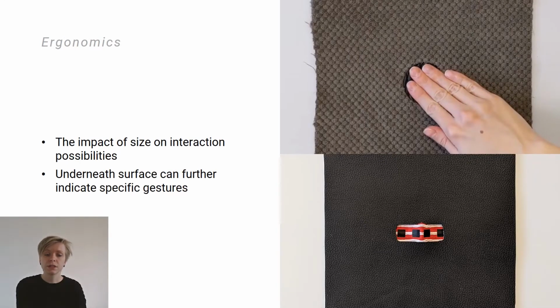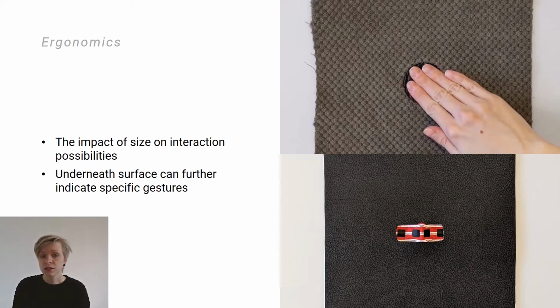The size of an element has a strong impact on how we perceive the interaction possibilities. The size can indicate whether we should interact with a single finger or several fingers, for example, like in this picture above.